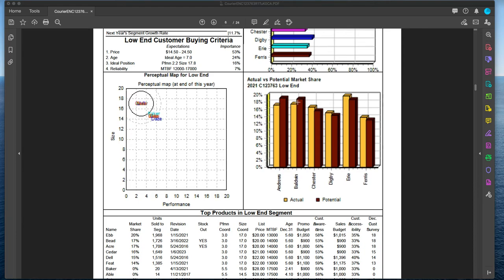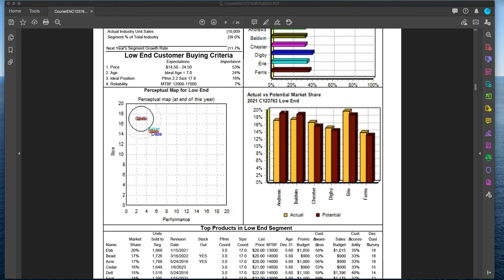And then Baldwin here was in a similar situation where they could have sold more units. And as a result of not having enough units to sell, Chester picked up some sales, Digby picked up some sales, Erie picked up some sales, and Ferris picked up some sales. So that's something you'll want to pay attention to. And you can actually take this into account when you do your forecasting for the next round.